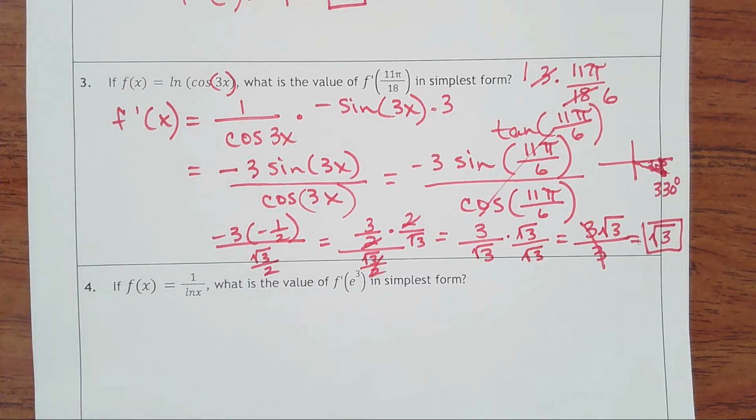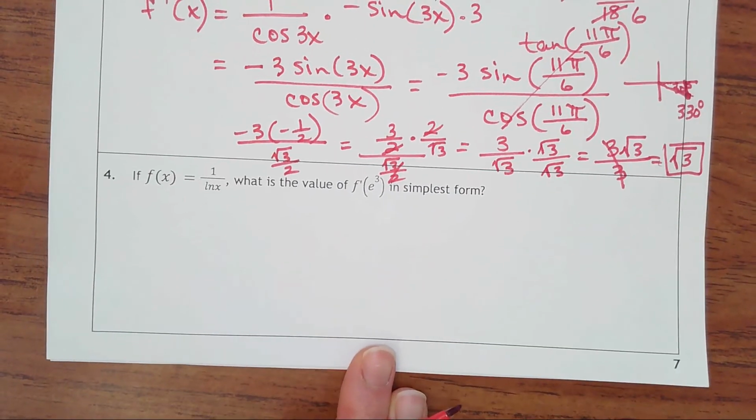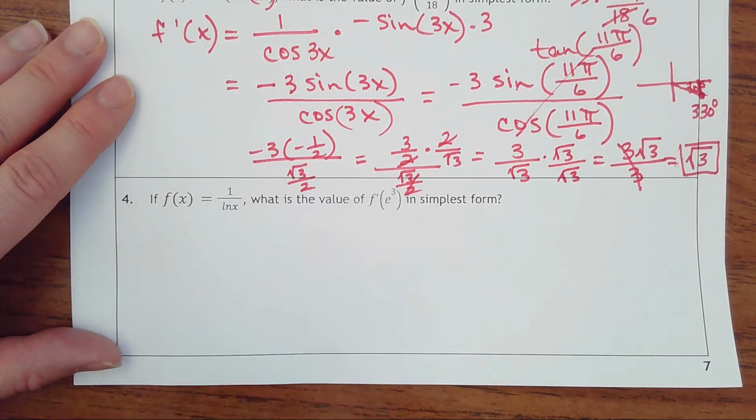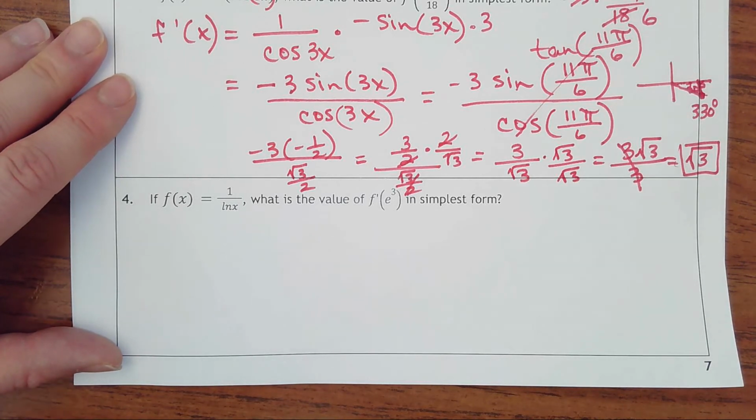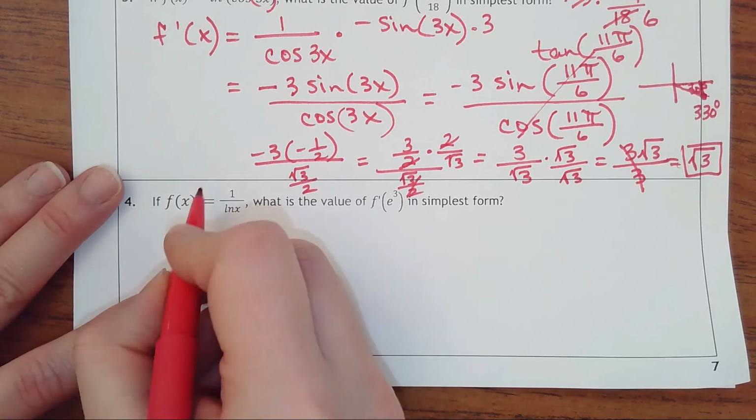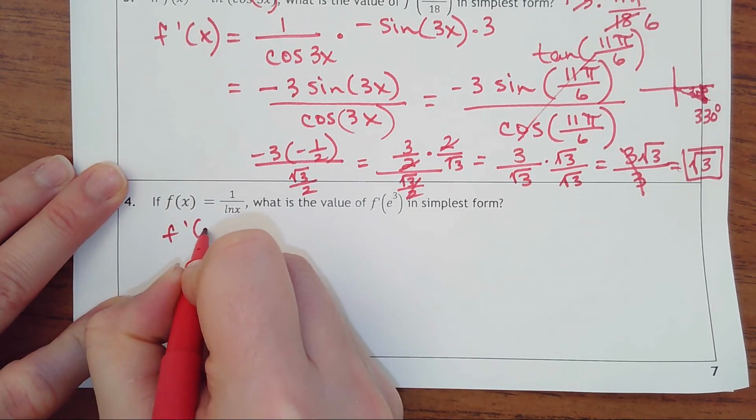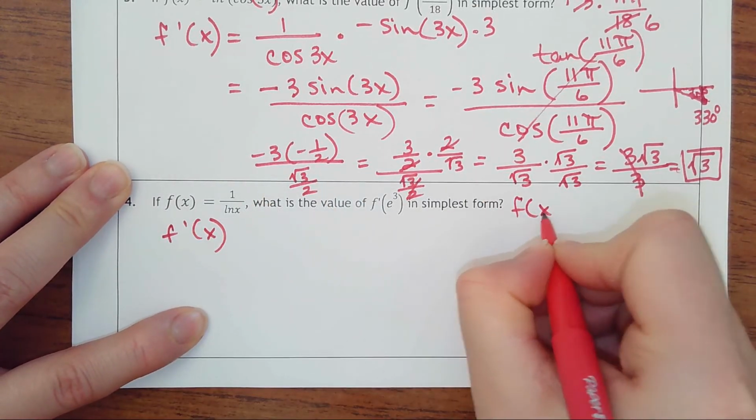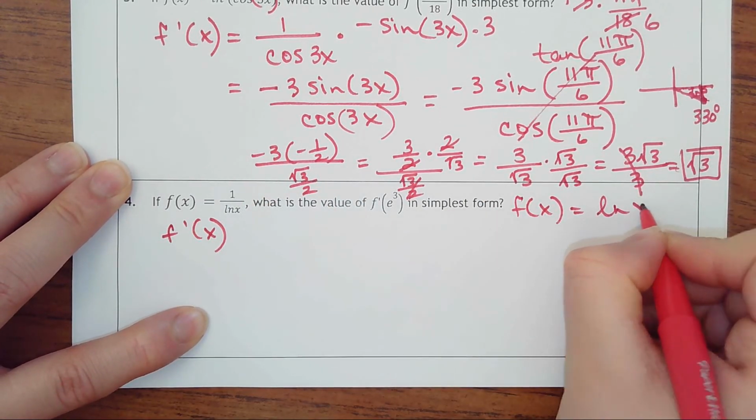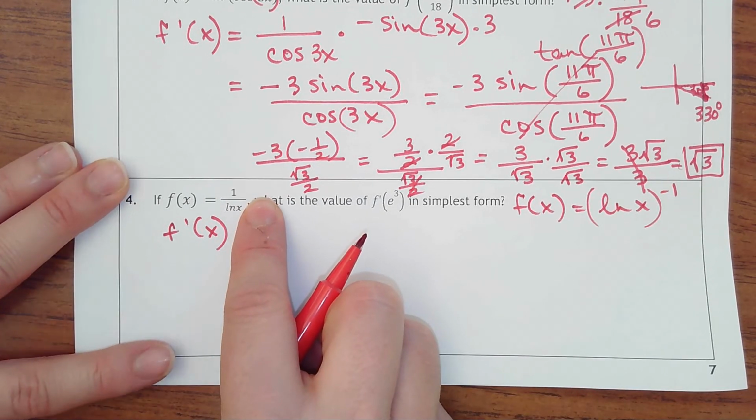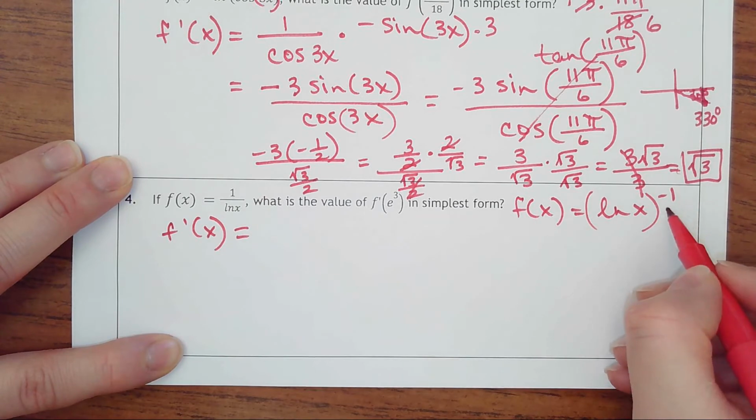Okay, and then number 4, we have 1 over natural log of x. We'll have to move this so that it is natural log, right over here, of x to the negative first power. So I'm floating this whole thing up so that I don't have it in the denominator. And so I want to do chain rule here.